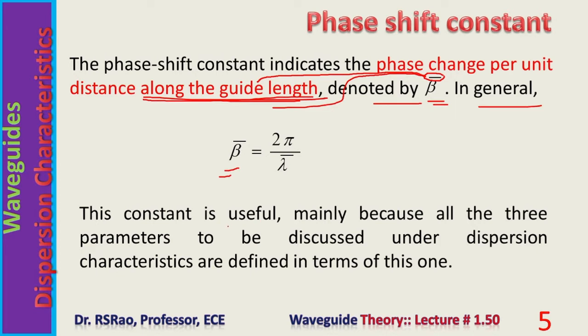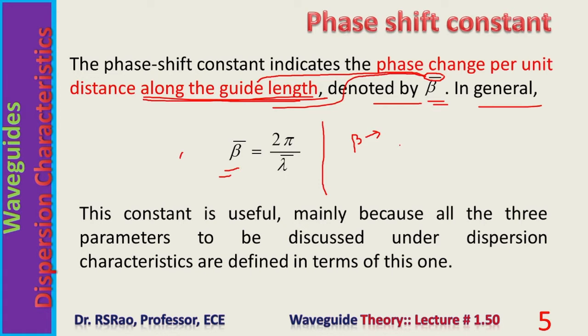Anyway, this constant is useful mainly because all the three parameters to be discussed under dispersion characteristics are defined in terms of this particular one. Beta bar equal to 2 pi by lambda bar. Here, one point I want to tell you to give certain clarity regarding beta. Beta has a name, it is phase shift constant. Its units are either degrees or radians per unit length, meters.